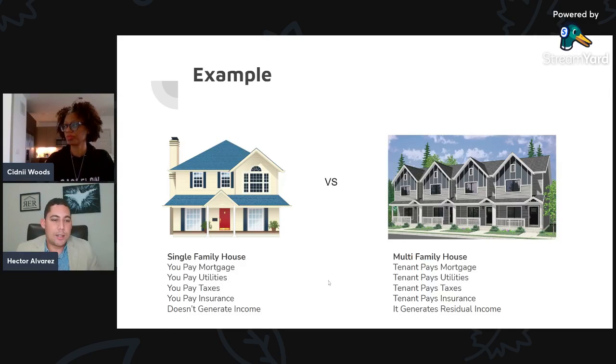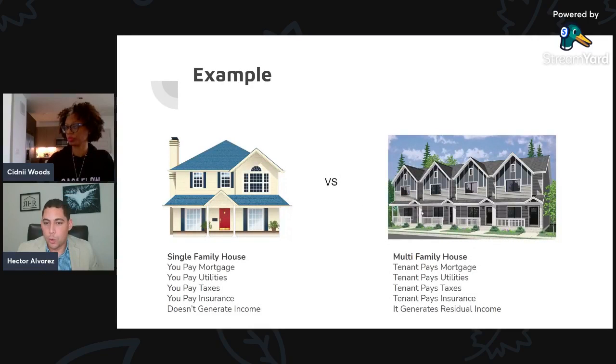Now, a single family house: you pay the mortgage, the utilities, the taxes, the insurance, and the house doesn't generate income for you. So, by definition, a house cannot be an investment. On the other hand, with a multifamily or a rental property, the tenant pays the mortgage through the rent. The utilities are taken care of, the taxes are taken care of by the rent, the insurance is taken care of by the rent, and it actually generates income. That's basically the difference.